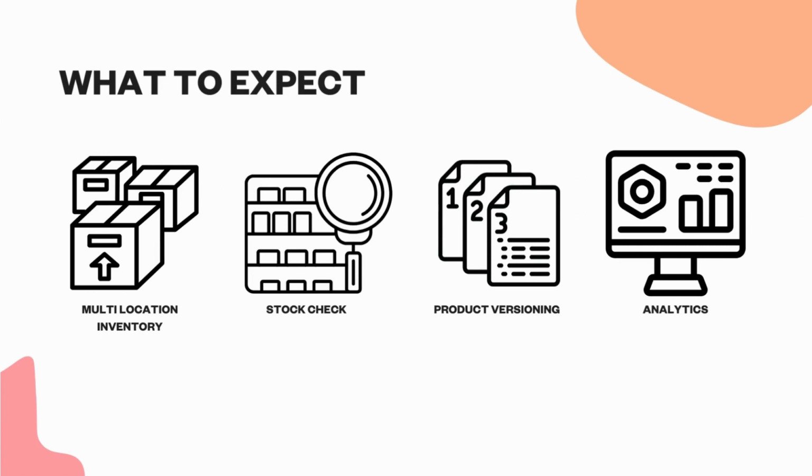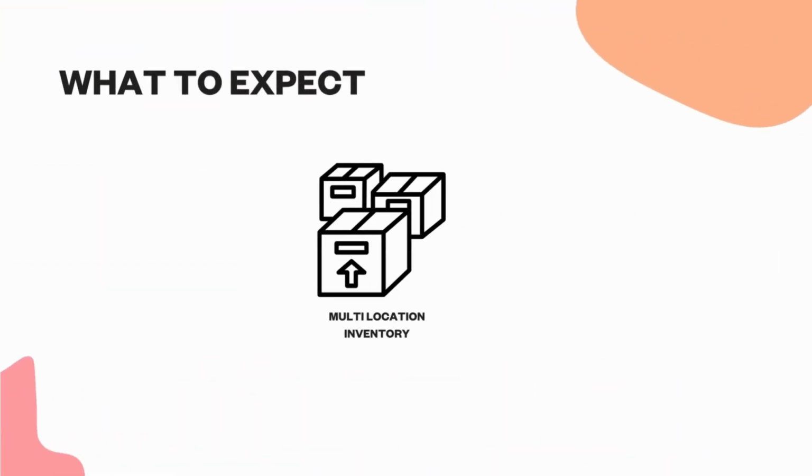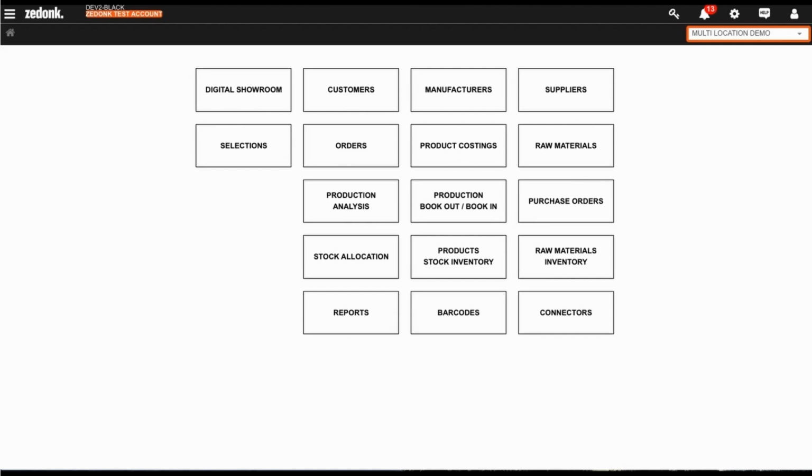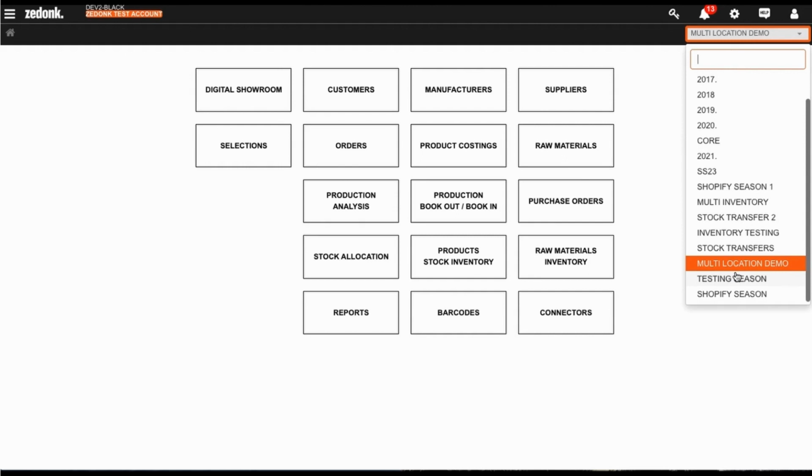Now, without further ado, let's have a little look into our first development that should be going live towards the end of 2023 summer. It is called multi-location. Some people may call this multiple warehouses, depending on your size of business. But just to take a step back, as you know, in Zedonk you have your seasons, and within each of these seasons you have a single product stock inventory pool. Now, this development allows you to have multiple stock pools, N number, within a specific season.